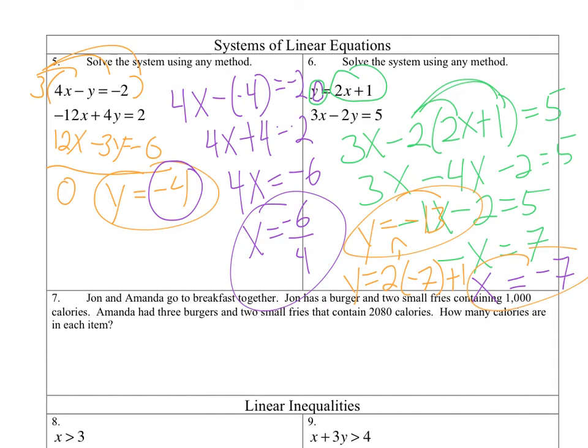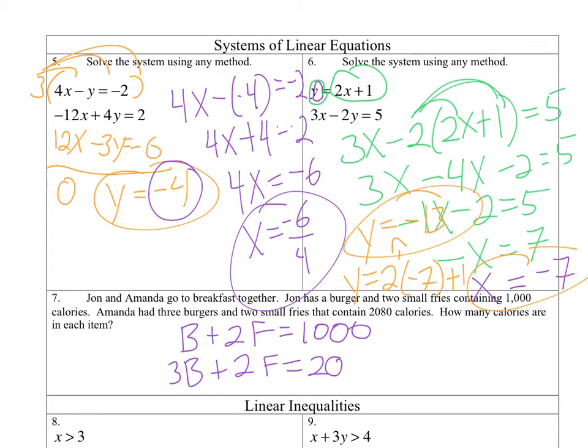All right, number 7. John and Amanda go to breakfast together. John has a burger and 2 small fries containing 1,000 calories. Nice. I like burgers for breakfast. So that's going to be 1 burger plus 2 small fries equals 1,000 calories. Amanda has 3 burgers and 2 small fries. That equals 2,080 calories.